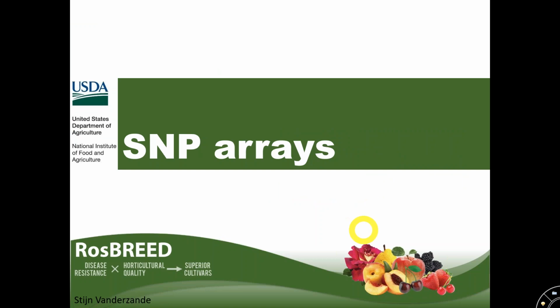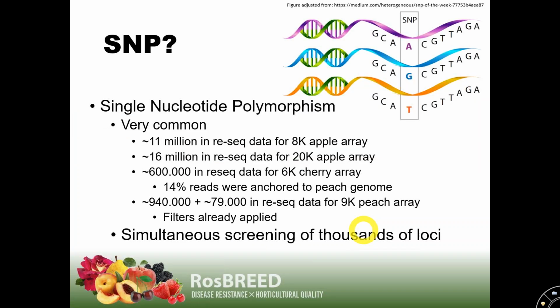So I first wanted to make sure that everybody has a good understanding of where the data comes from that we work with, how the SNP arrays work. So for those who don't know, a SNP stands for a single nucleotide polymorphism. If you look here in the figure, you have 3 DNA sequences, and they're all exactly the same except for one nucleotide. There's a difference, so that's a SNP.